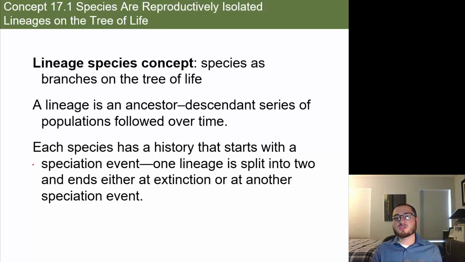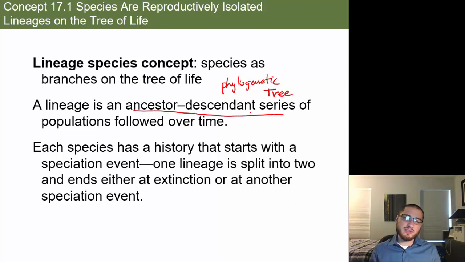So the lineage concept is where species are seen as branches of the tree of life, or as parts of a phylogenetic tree that we've talked about. So a lineage is an ancestor or descendant series of populations followed over time. That's the phylogenetic tree, or that tree of life that we talk about. And each species has a history that starts with a speciation event, where one lineage is going to split into two, and ends either at extinction or another speciation event.